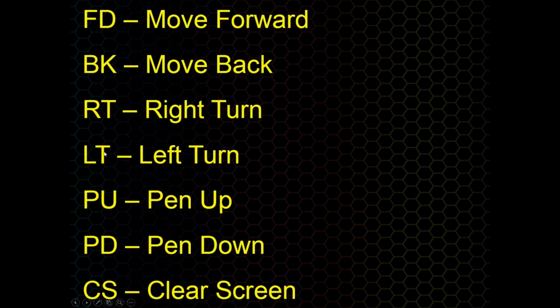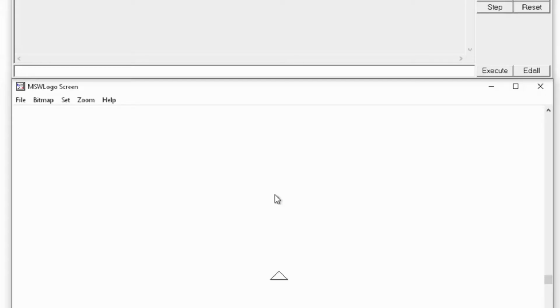Each of these commands needs a number after it, so FD would need a number to tell it how far to move forward, and our measurements are usually in pixels on the screen. So the pixels are the tiny dots that make up the image on our screen. The right turn and the left turn need an angle in degrees. Let's take a look at how each of these commands are used and how they move the turtle.